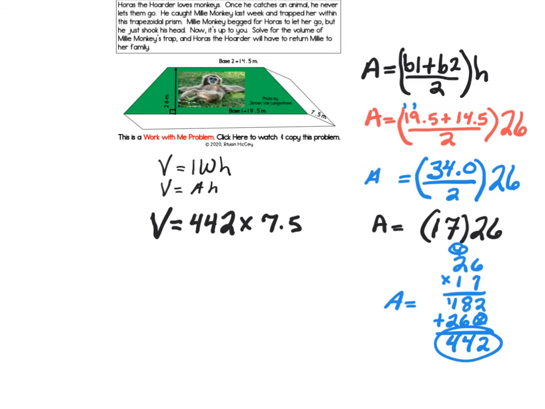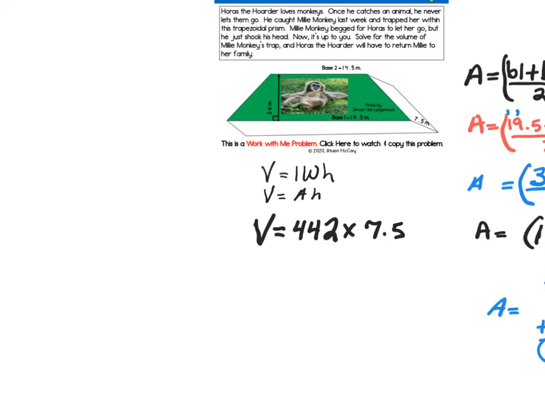Perfect. All right, well, let's do our math over here. And we're going to simply take the 442 and multiply it by 7.5. Now, before we do this, I want you to pause the video and get this copied, and then we'll move along and go to the next step. Perfect. All right, let's rock and roll.